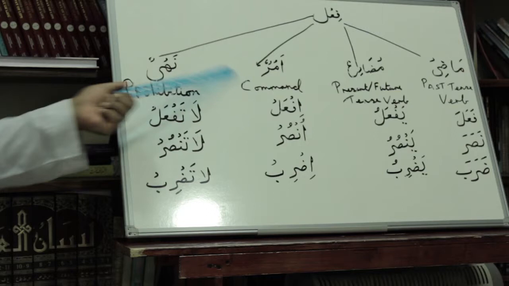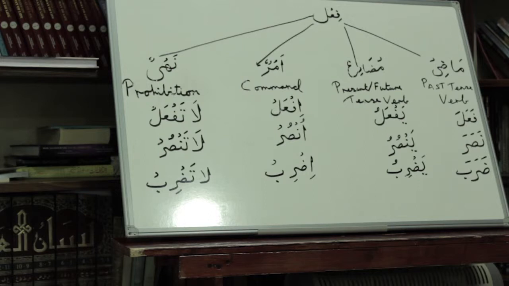Especially amr and nahi are something which people who are familiar with Urdu will know. Amr means order. Nahi means a prohibition. Not nahi, that is different, that means no. This is nah, this is not to do. This is nah, meaning don't do.